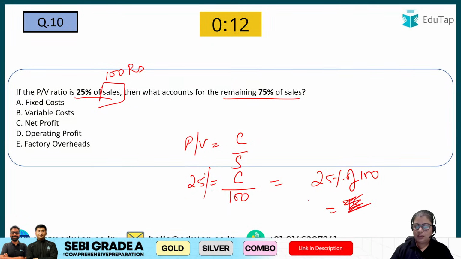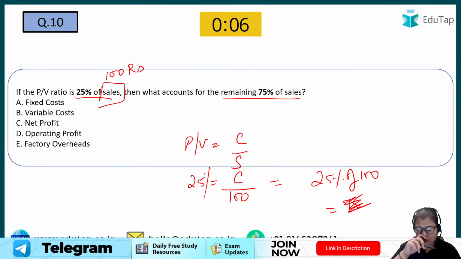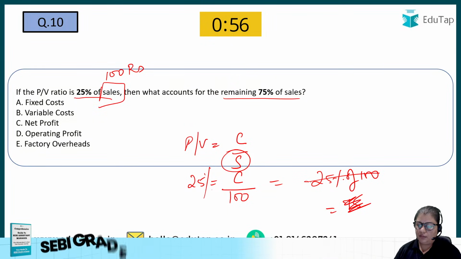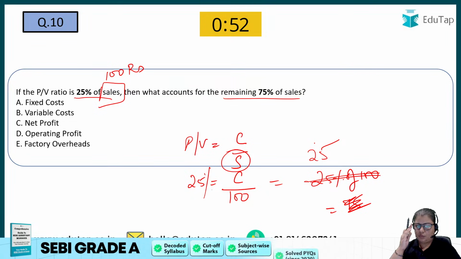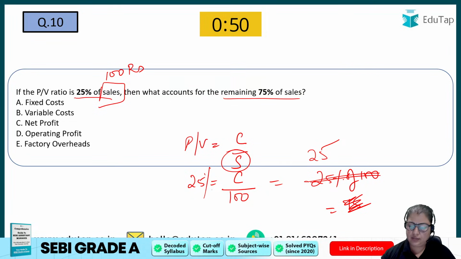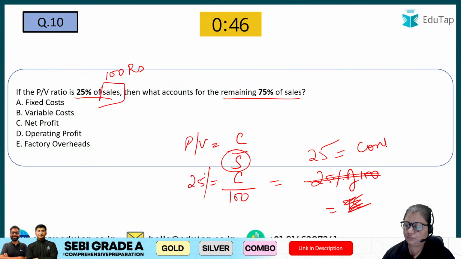Sorry, I have done something wrong here. 25% of sales is my PV ratio, which is equal to contribution upon 100. Sales is my 100. So contribution will be 25. Yeah, contribution will be 25. And yeah, right, I'm good. So 25 will be my contribution.